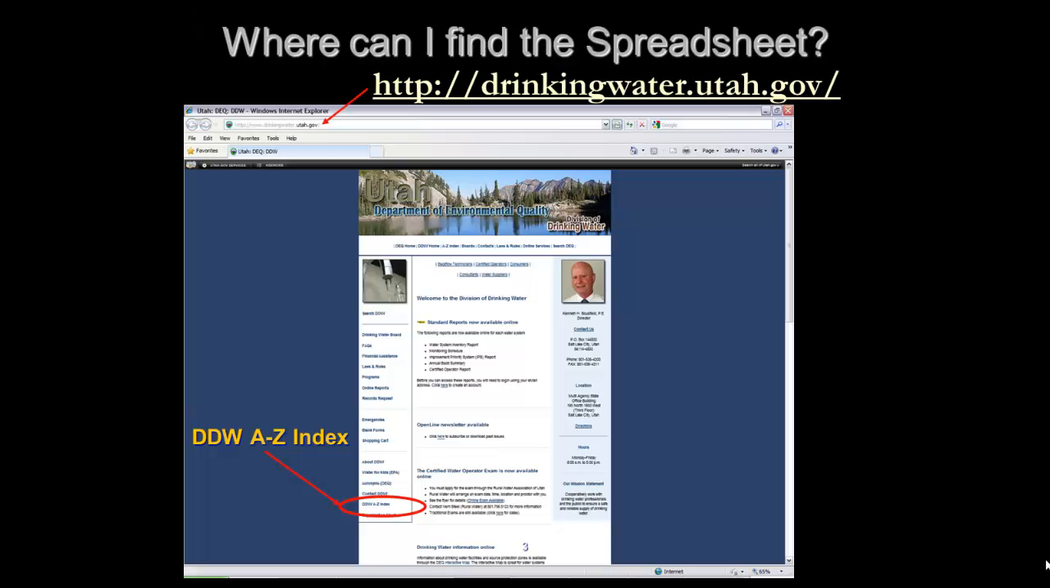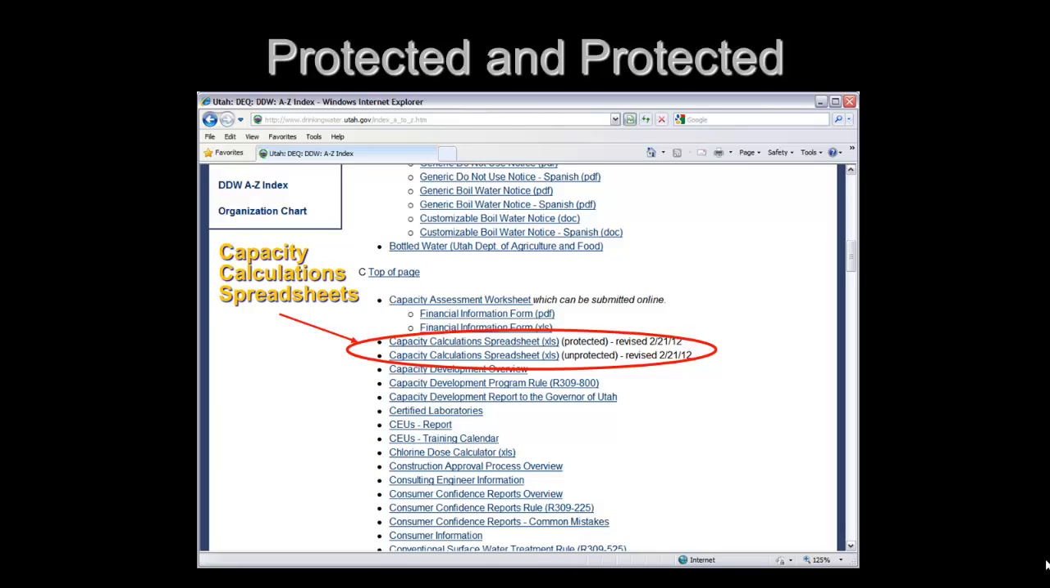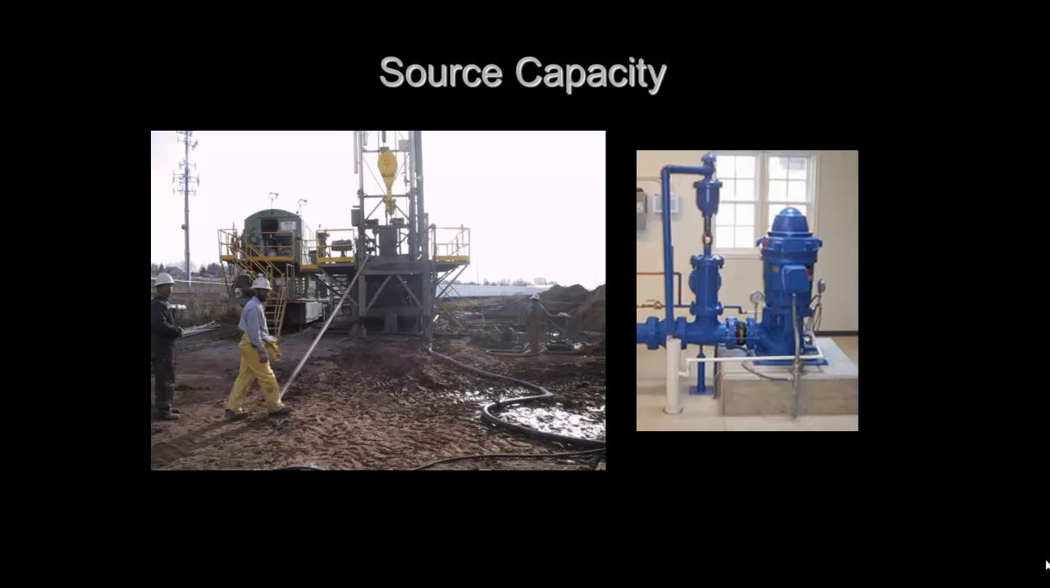The most current version of the capacity calculation spreadsheet can be found on our website at drinkingwater.utah.gov by navigating to the DDW A to Z index on the left side of the web page. It is recommended that you go here to get a copy of the spreadsheet to ensure that you have the most up-to-date version. The capacity calculation spreadsheets are found under C. There are two versions, a protected and unprotected spreadsheet. The unprotected spreadsheet will need to be used when having to modify the demands as shown in some of the other screencasts. We'll now cover the requirements for source capacity.